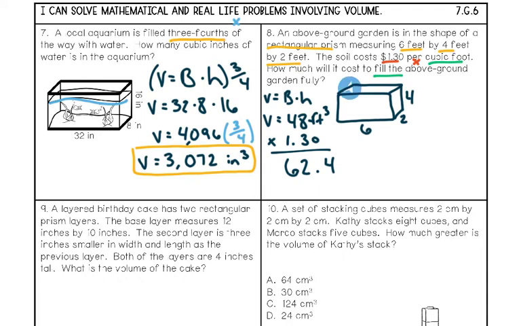And again, this is the cost. So I need to write that as money. So put your dollar sign and add your zero at the end, and you'll figure out that your final answer is $62.40 to fill that above ground garden completely.